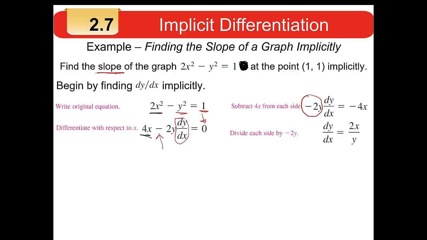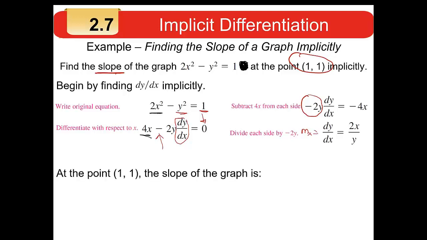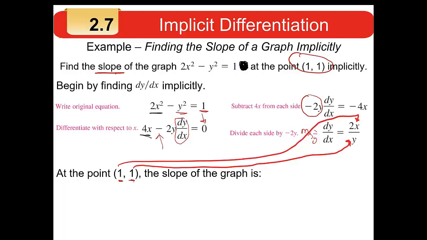The problem says find the slope at a particular point. So although this represents the slope at any general value of x, we want to find it at the particular point where x is 1 and y is 1. So all you have to do is plug 1 in for x and 1 in for y, and you'll end up with 2. So the slope at the point (1, 1) is 2. Very straightforward if you understand what you're being asked to do.